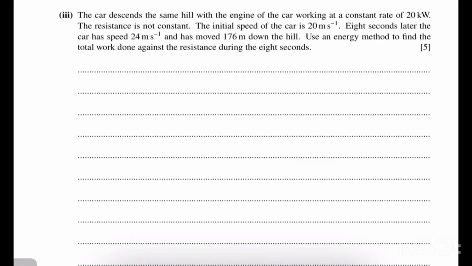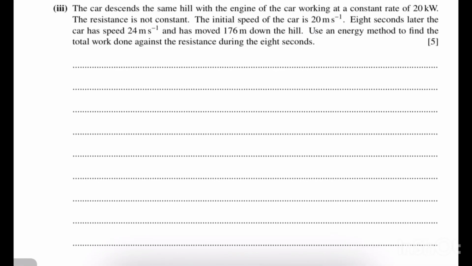This is part 3 of question number 6. So let's start reading the question. It says the car descends the same hill with the engine of the car working at a constant rate of 20 kilowatts. The resistance is not constant.